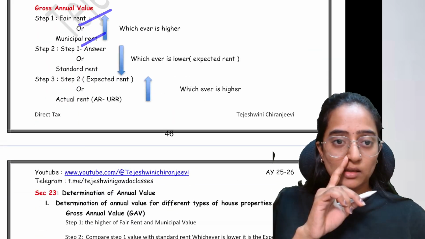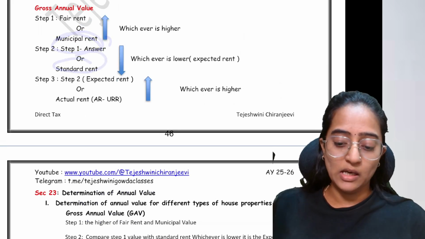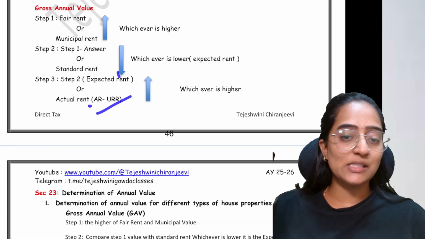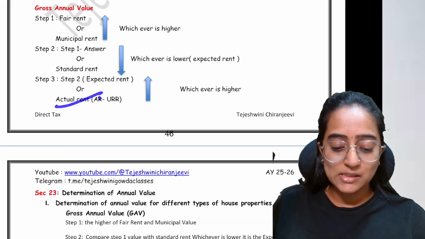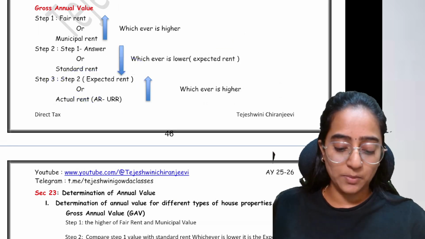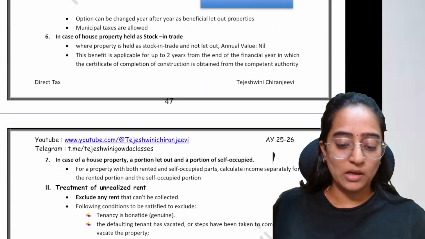Fair rent or the municipal rent, whichever is higher. Whatever answer you got, or the standard rent, whichever is lower. The answer which you get in your step number 2 is called the expected rent. This or this, whichever is higher. In case of DLOP, deemed to be let out property, you are not receiving anything as actual rent. It is only the expected rent which will become your answer. That is why I have written it directly here. That's it, nothing else. Clear?